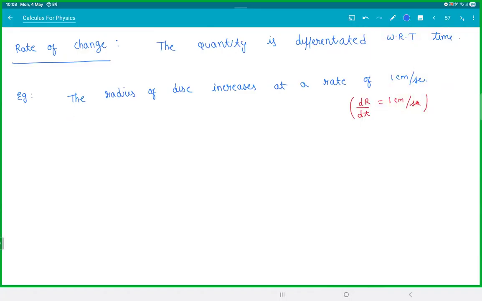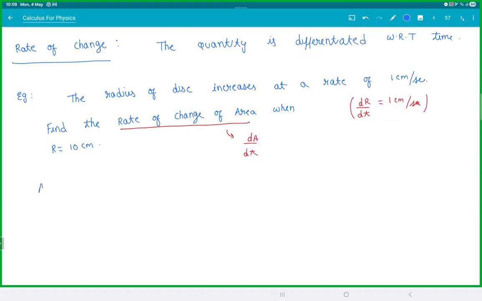Then the question would be something like this. Find the rate of change of area. So if the radius of the disk is increasing, the area is also increasing. Find the rate of change of area when the radius of the disk r is 10 centimeters. So what is he asking you again? When you say rate of change of area, he is asking you to find dA by dt. So listen to this, I'll show you one question.